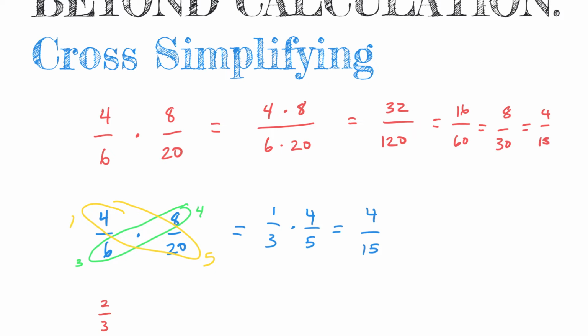In this example, we actually could have simplified our original fractions. 4/6 in simplest form is 2/3, and 8/20 in simplest form is 2/5. And then when we multiply, we also get to our simplest form of our product. So let's now see if we can figure out why cross-simplification works.